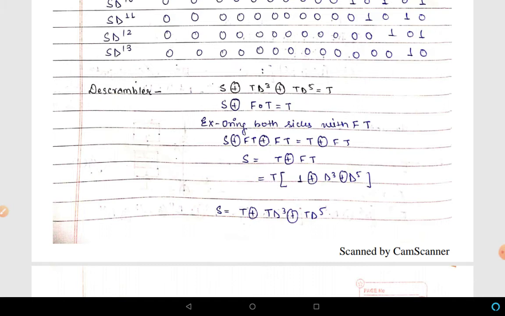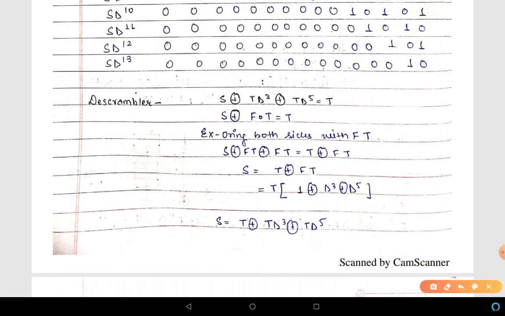What is part 3? Designing the Descrambler. If you remember in the previous lecture on the Scrambler, what we had done is the sequence, that is your S, XORed with SF, that is equal to T. That was a sequence that we have seen in the previous lecture. That actually is T.